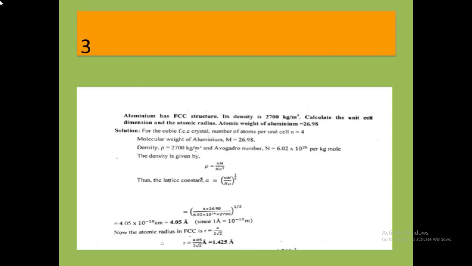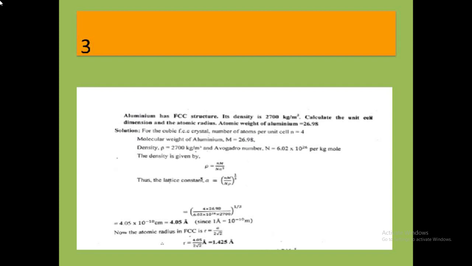Density formula we know: rho is equal to n capital N upon N into a cube. So the lattice constant a is equal to (n capital N upon N into rho) to the power 1/3. Just substitute all these values: 4 into 26.98 divided by 6.02 into 10 to the power 26 into 2700, whole to the power 1/3. When you solve, you will get 4.05 into 10 to the power minus 10 meter, that is 4.05 Angstrom, since 1 Angstrom is equal to 10 to the power minus 10 meter.